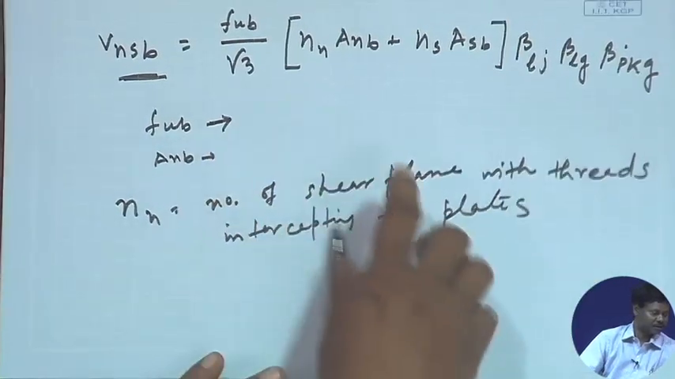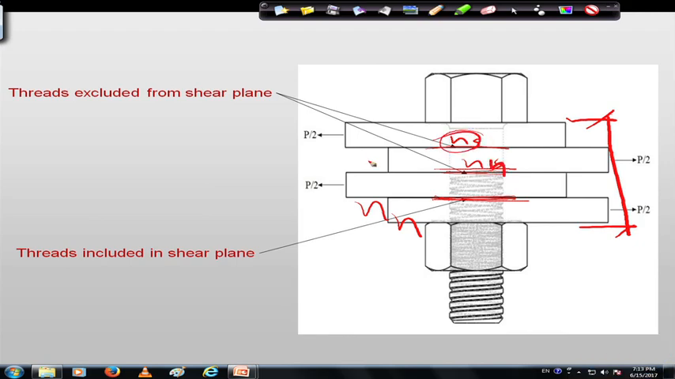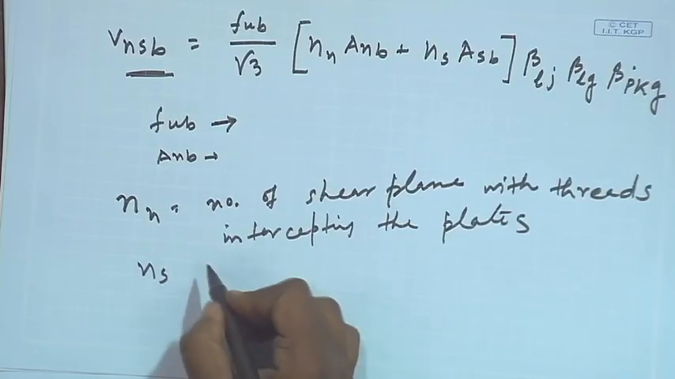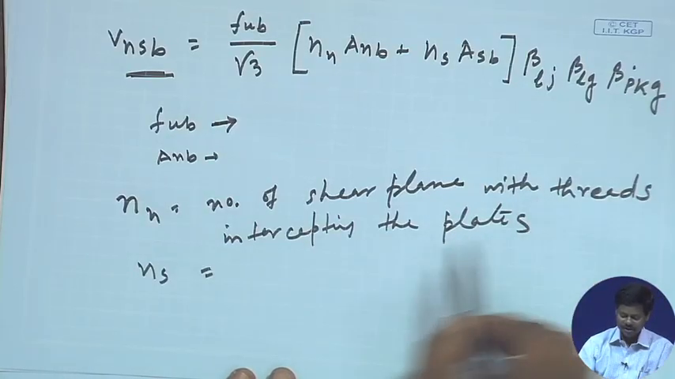That means this will be the Nn, intercepting the plates, and this is Ns. In this case Nn is 1, and if I consider this one is also intercepting the thread, then this is another Nn, and this is Ns. Similarly, Ns is the number of shear planes without threads intercepting the plate.